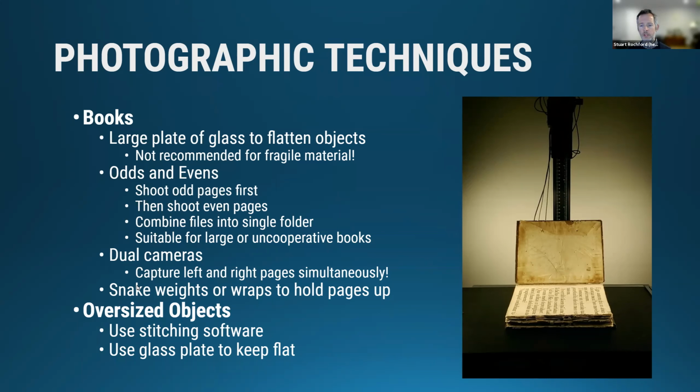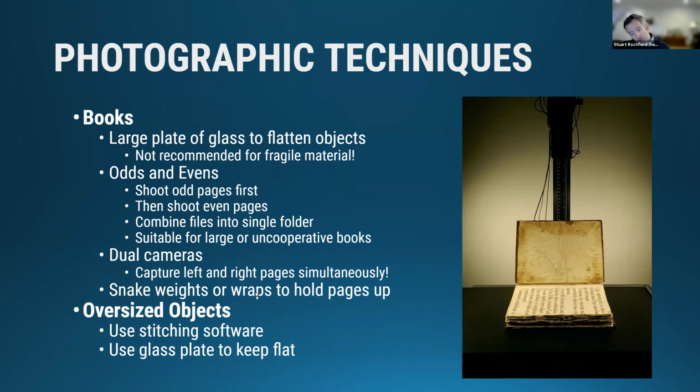You can also use snake weights or wraps, sometimes fabric, to hold the pages up. In the image that I included in this example, we only have the front cover open. But once we got towards the end of the book, those pages were starting to fall down. Gravity was just doing its thing, and those pages just wanted to fall. So we did employ some wraps and some straps to hold the pages up, so that our hands weren't in the image the whole time.